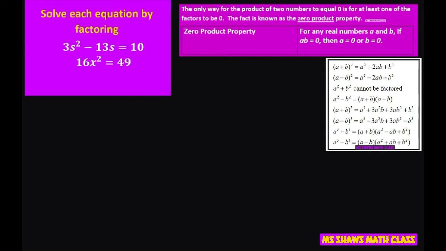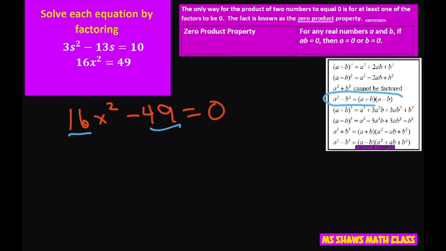Now let's look at the next one. Let's write this one in standard form: 16x squared minus 49 equals 0. Again, as you proceed with your math curriculum, you need to recognize perfect squares. 16 is a perfect square, 49 is a perfect square, and this is one of the easiest factoring problems we can do because it has this form: a squared minus b squared equals a plus b times a minus b.